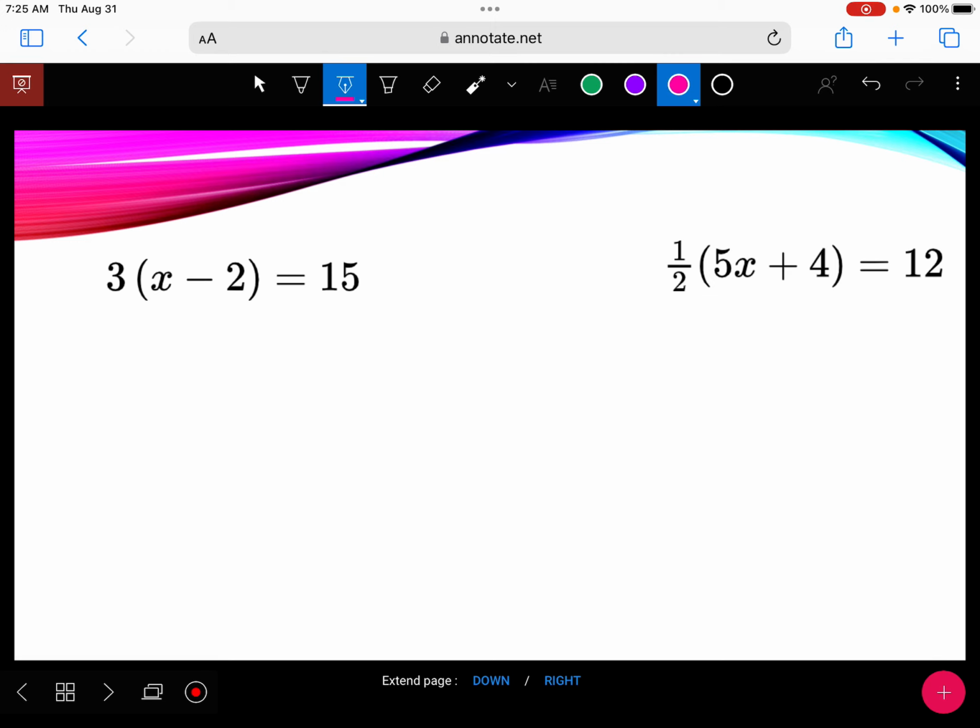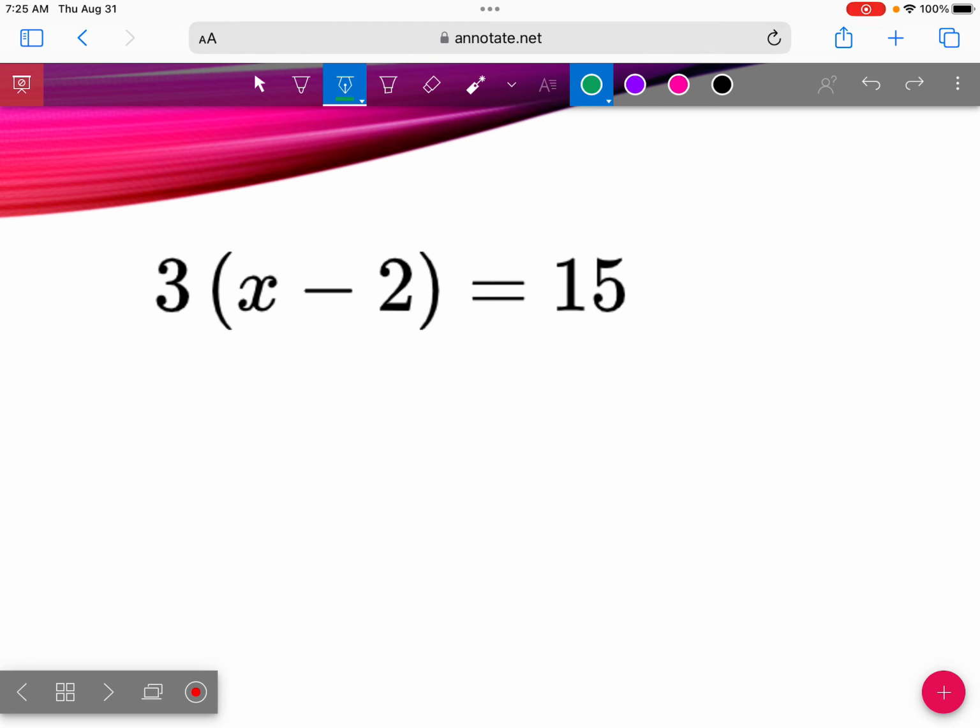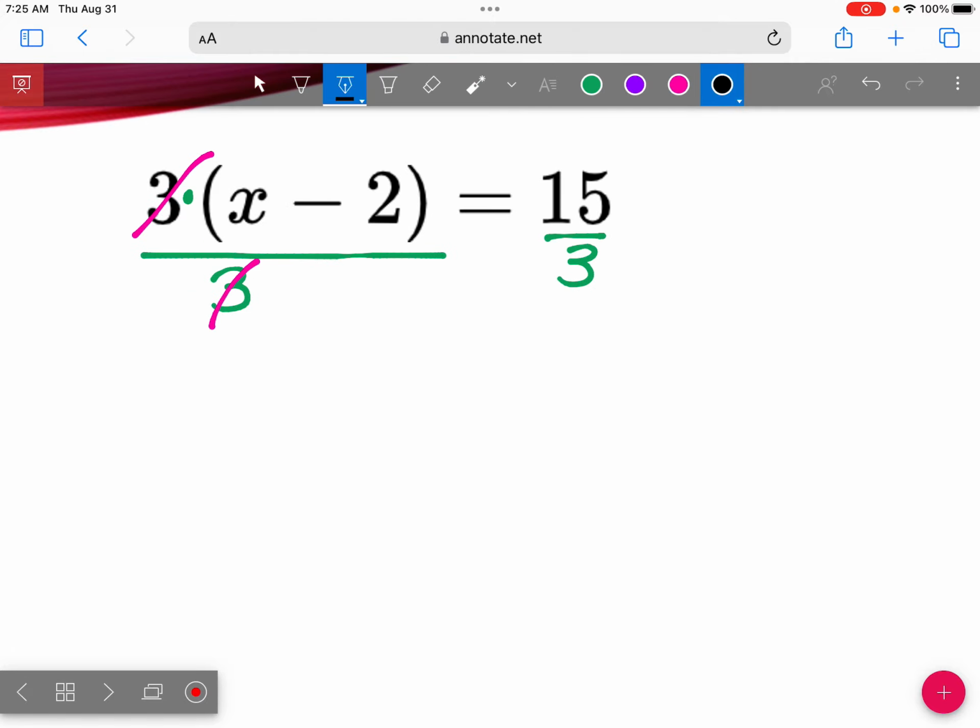What are we going to do to get rid of that 3? Divide. Because this 3 is being multiplied. There's an invisible multiplication right there. So if I divide both sides by 3, this 3 and that 3 cancel out, and we're left with x minus 2 equals 5.